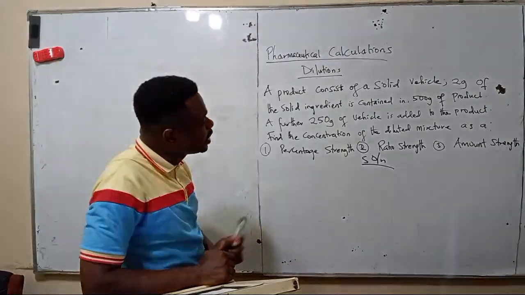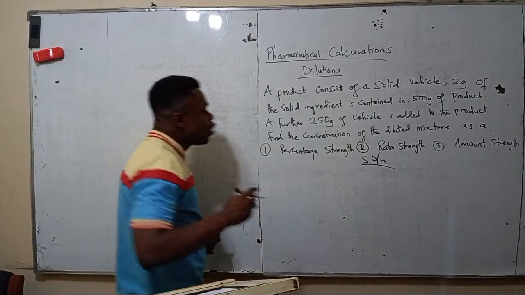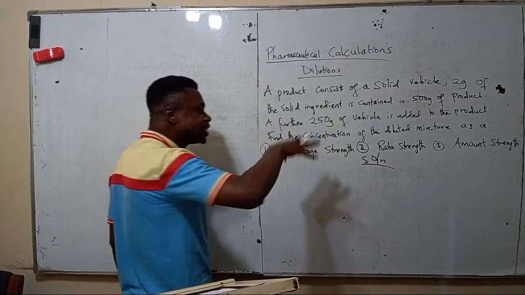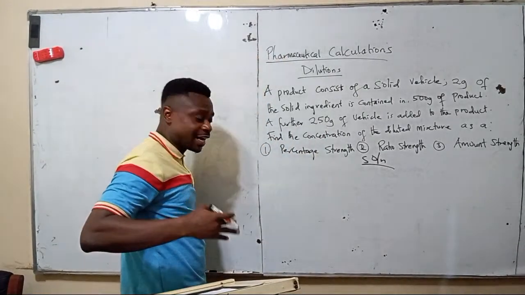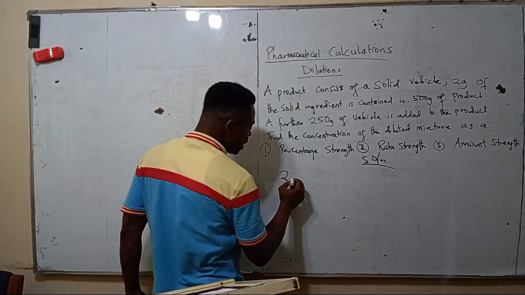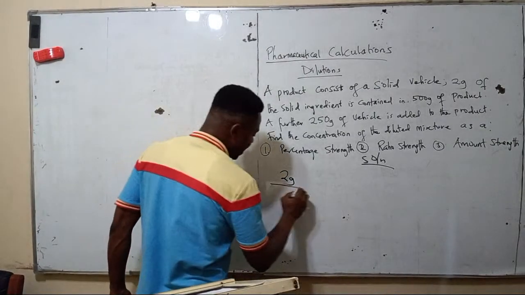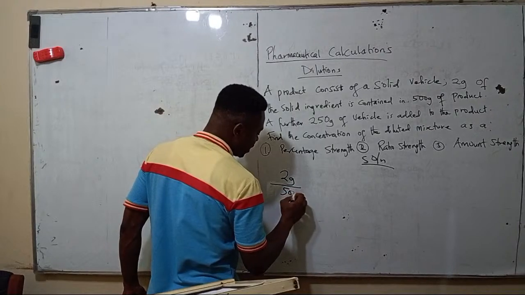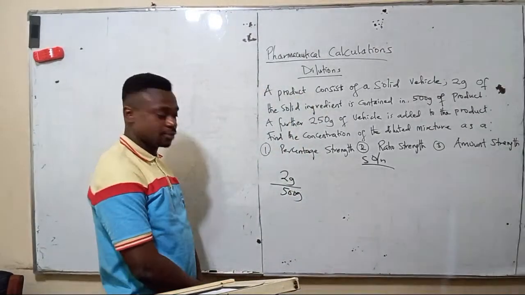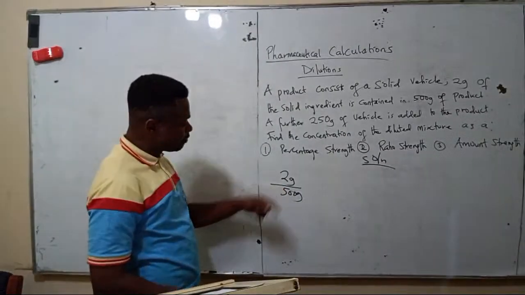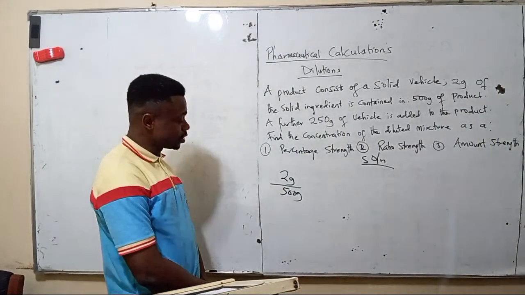For us to be able to do this, we first need to understand that the concentration of the initial product that has 2 grams in 500 grams is simply 2 grams of the active ingredient in 500 grams of the entire product. 2 grams in 500 grams of the entire product.